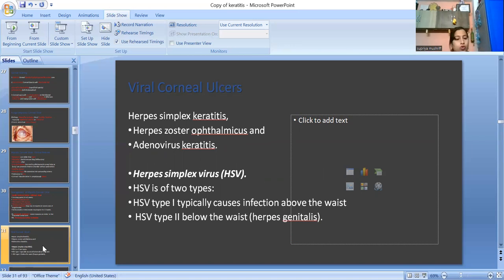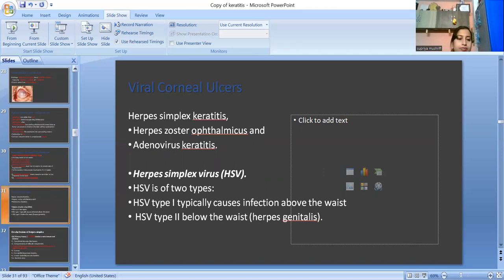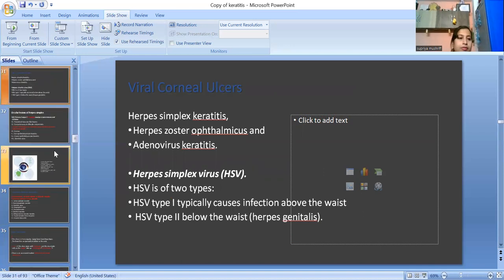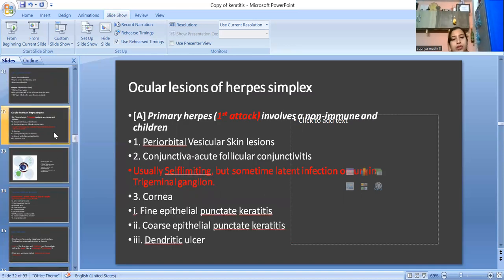Herpes simplex viruses are of two types. HSV-1 typically causes infection above the waist, HSV type 2 below the waist, and herpes genitalis. Ocular lesions of herpes simplex: in primary herpes, the first attack involves non-immune children, with periorbital vesicular lesions and acute follicular conjunctivitis. Usually self-limiting, but sometimes latent infection occurs in the trigeminal ganglion. Corneal involvement includes fine epithelial punctate keratitis, coarse epithelial punctate keratitis, and dendritic ulcer.